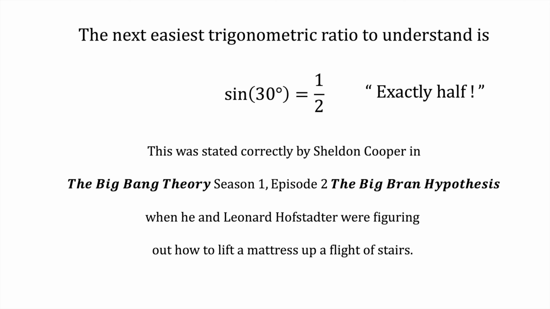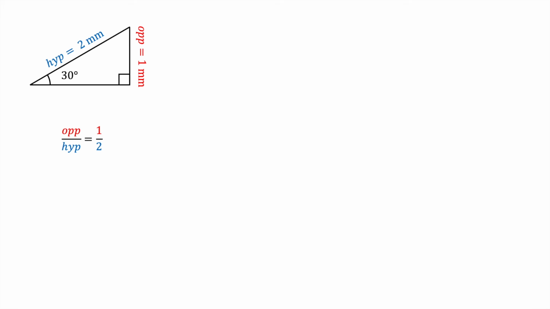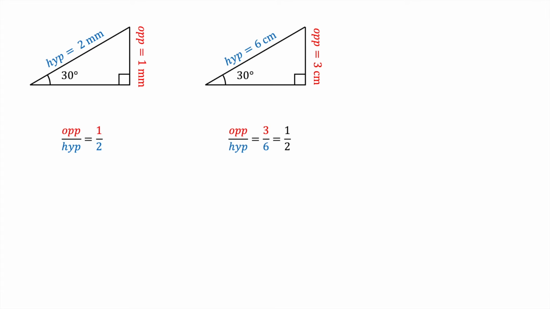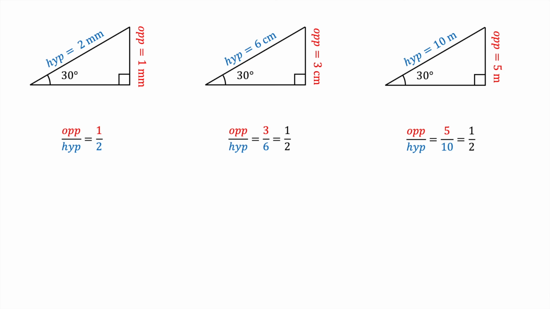This ratio comes from a triangle that's formed when the length of its opposite side is half the length of its hypotenuse. In this triangle, the angle theta is 30 degrees and the opposite is half the length of the hypotenuse. This is also true for this triangle, and also true for this triangle. Note that these three triangles have different values and different units. But again, this makes no difference because the units cancel and the ratio of opposite divided by hypotenuse always equals a half.